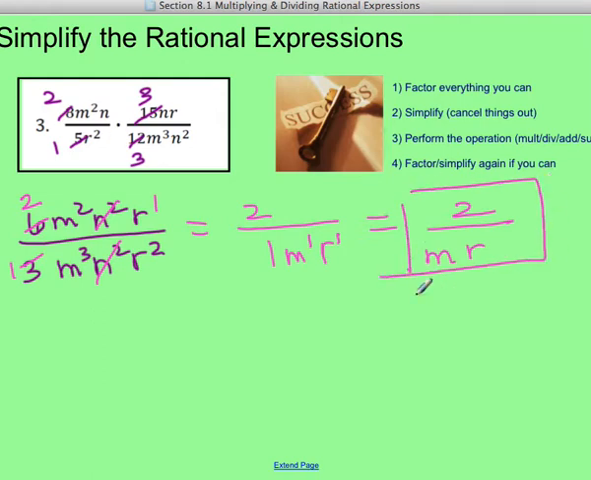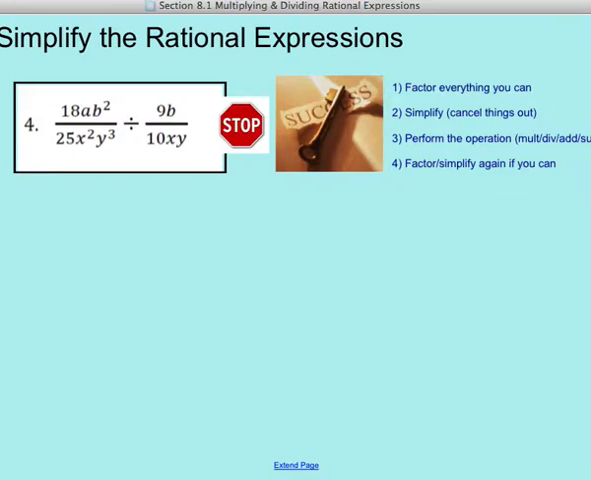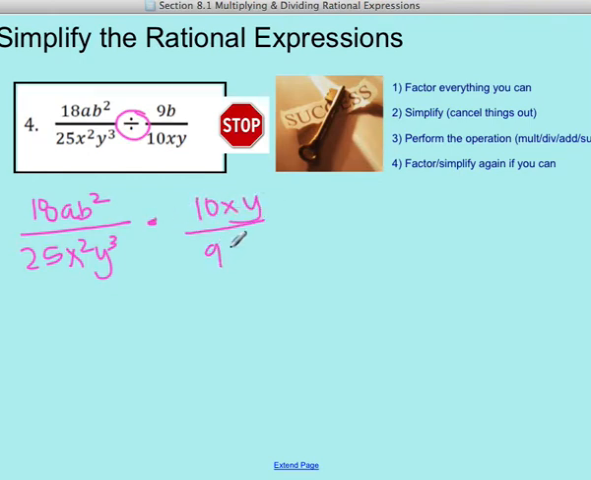There is my answer for example 3. Example 4. Once again, we've got to be careful. This one's division, so we need to go ahead and multiply by the reciprocal. So we have 18ab squared over 25x squared y to the third times 10xy over 9b. Looking at my numbers, 18 and 9 are both divisible by 9.